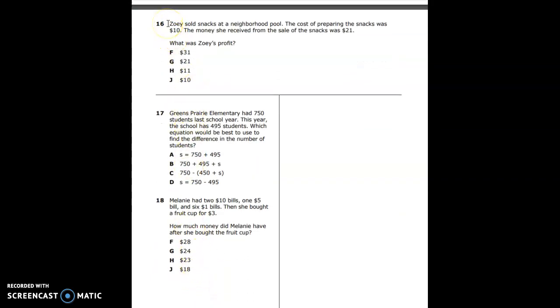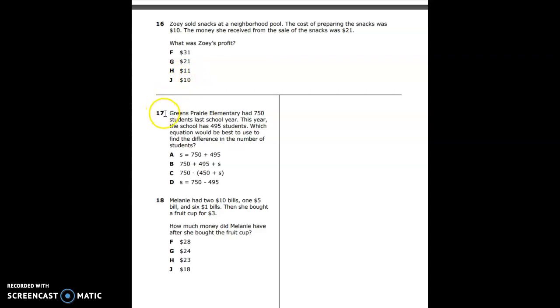Number 16. Zoe sold snacks at a neighborhood pool. The cost of preparing the snacks was $10. The money she received from the sale of the snacks was $21. What was Zoe's profit? F, $31. G, $21. H, $11. J, $10.